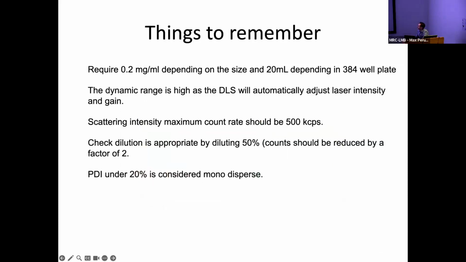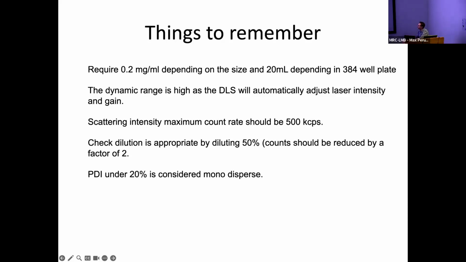So, things to remember if you want to use this technique. In general, you need about 0.2 mg per mil for a standard protein, and that's 20 microliters, not 20 mils. So 20 microliters, 0.2 mg per mil. That's for something like BSA or lysozyme. If you've got a bigger protein, then you can get away with much less. The dynamic range of this machine is really high, so it can adjust the laser and the gain. It does that automatically, so it's very simple to use.